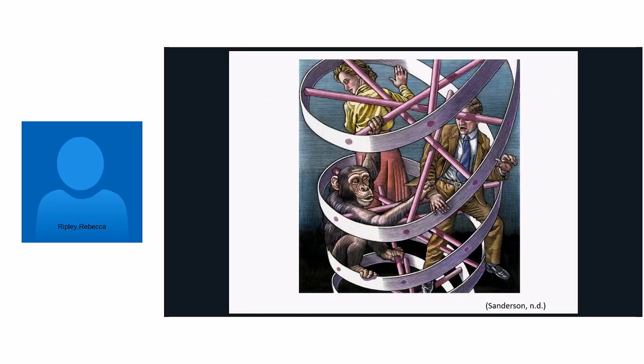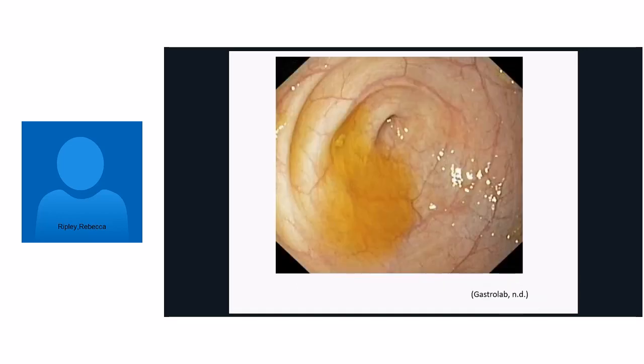This is just a picture showing commonalities in DNA between some species. And this is a picture actually of the opening to the appendix. So if you were to go near the start of your large intestine, this is what it might look like with a scope.